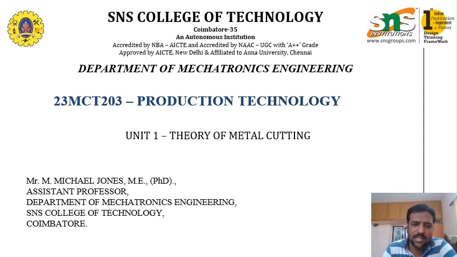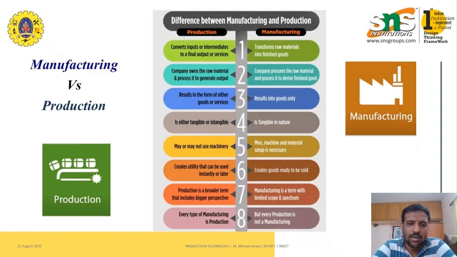So the first unit is theory of metal cutting. Theory of metal cutting speaks of the pure cutting process, and the economics, the functions and the theories that are allied in cutting a raw material.